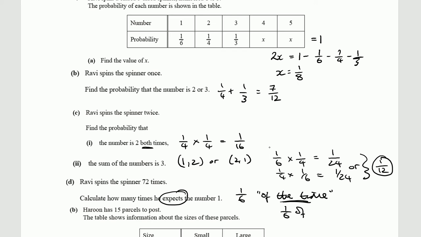1/6 of 72 is 1/6 times 72, and we can do that on the calculator. He's going to expect it to happen 12 times.